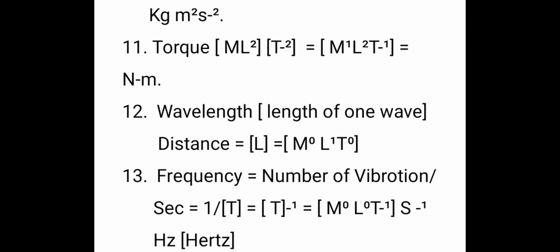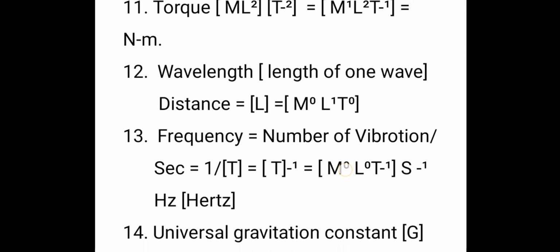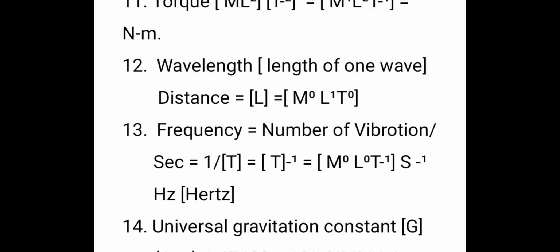Torque, the dimensional formula is M1 L square T inverse square. The unit is newton meters. Wavelength, length of one wave, the dimensional formula is M naught L1 T naught.